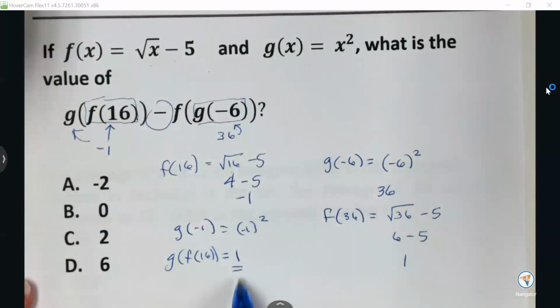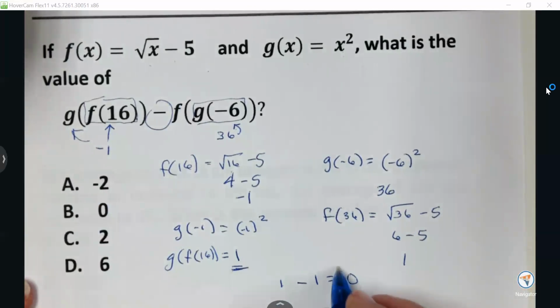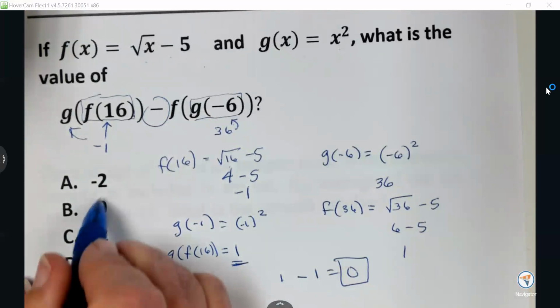I'm going to subtract those two answers. So it looks like I have 1 minus 1, and my total answer will be 0, which is B.